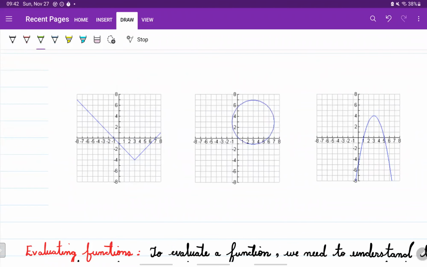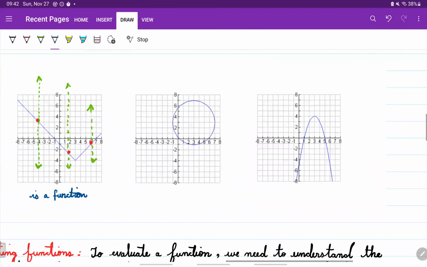Let us try to draw a vertical line here. Once you draw a vertical line here, you see that it only crosses at one point. You draw it anywhere on this function, like here or here. Wherever you draw a vertical line, we see that it crosses only one point. That is why this is a function.